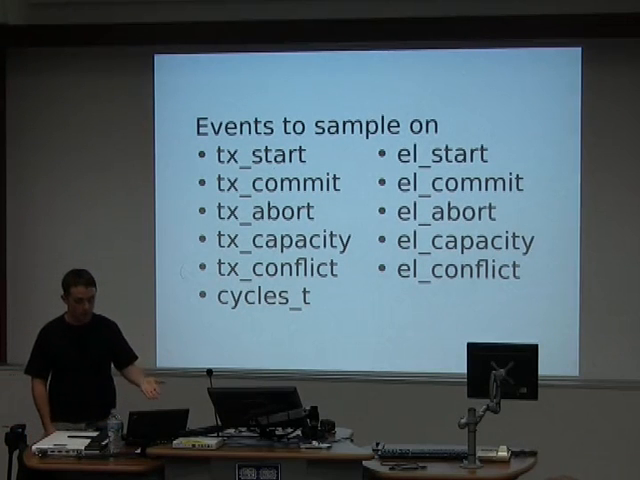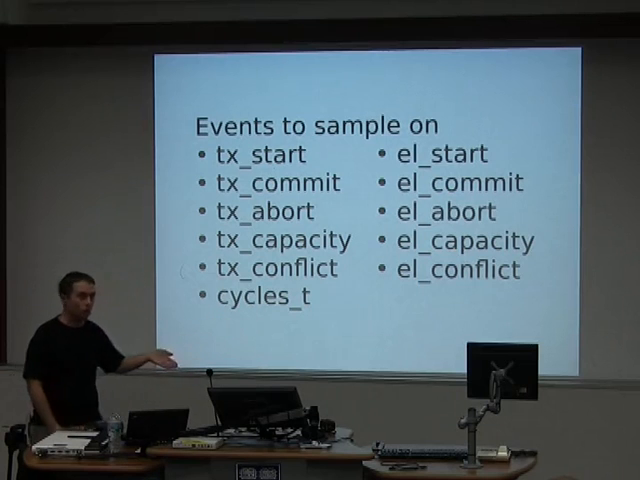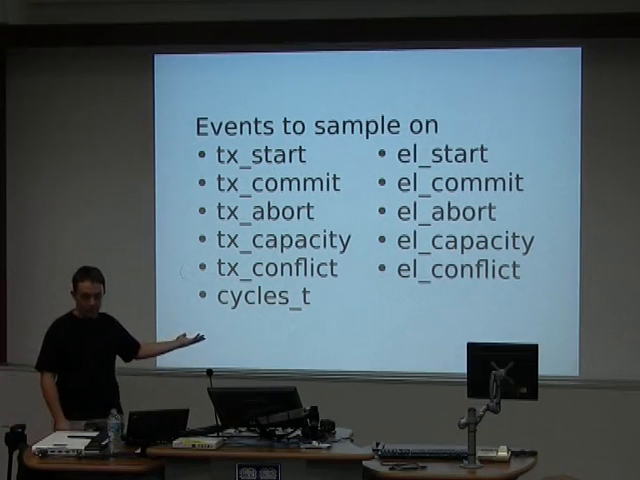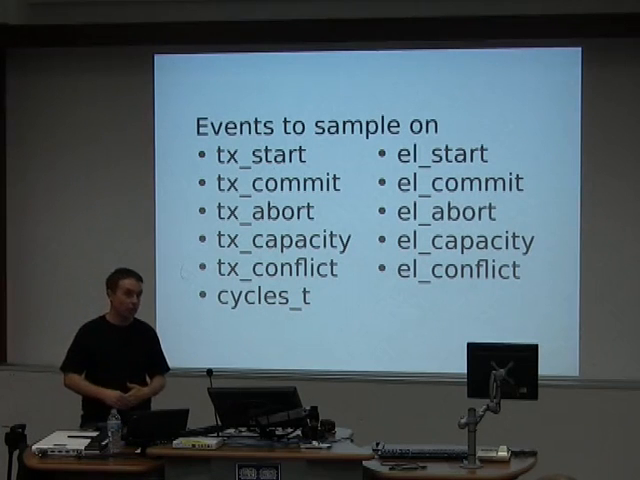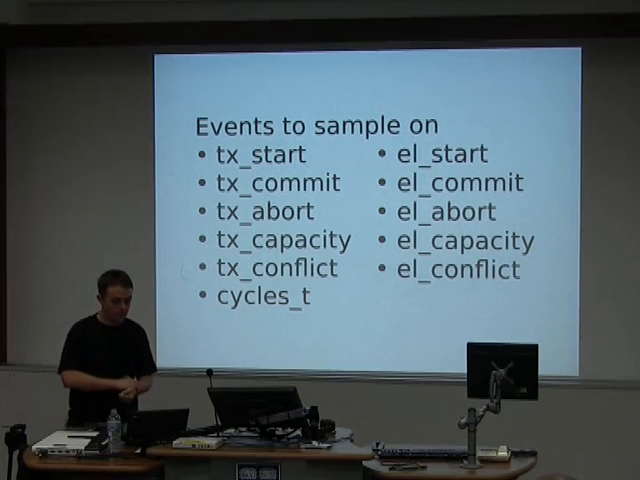How many aborted? How many had a capacity overflow or a conflict? And then the last one here is the cycles. How many CPU cycles did you actually have inside transactions? That could be interesting for you.